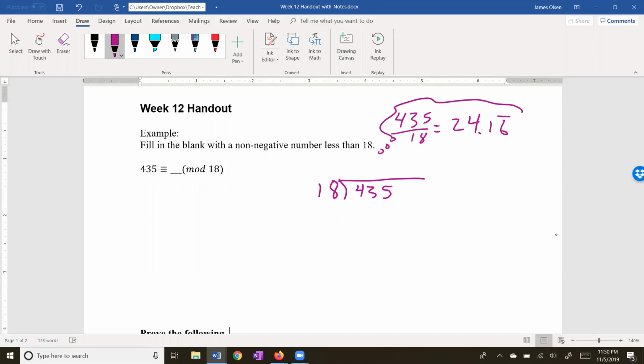So this is kind of the thought bubble. So it goes in here a total of 24 times. 24 times 18, which I'm also going to do on a calculator, is 432, which leaves a remainder of 3. Therefore, 435 is congruent to 3 mod 18. I just wanted to show that example to make sure we're making the connection.